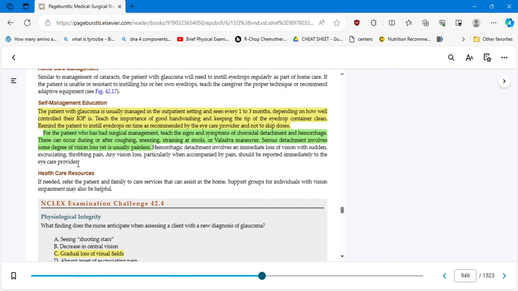Self-management education. The patient with glaucoma is usually managed in the outpatient setting and seen every 1 to 3 months, depending on how well controlled their IOP is. Teach the importance of good hand washing and keeping the tip of the eye drop container clean. Remind the patient to instill drops on time as recommended by the eye care provider and not to skip doses. For the patient who has had surgical management, teach the signs and symptoms of choroidal detachment and hemorrhage. This can occur during or after coughing, sneezing, straining at stools, or Valsalva maneuver. Serious detachments involve some degree of vision loss, yet are usually painless.